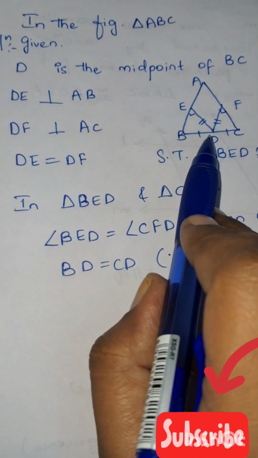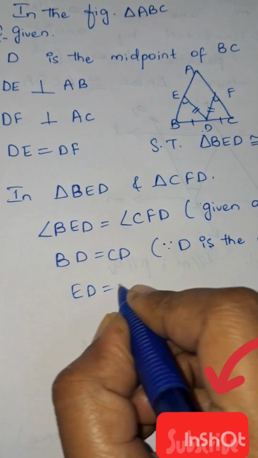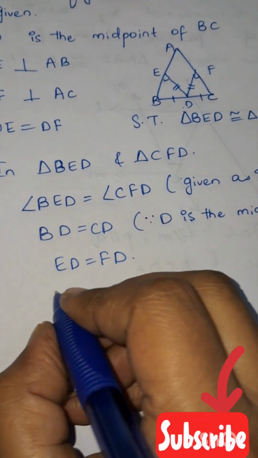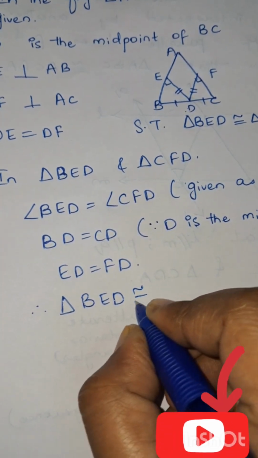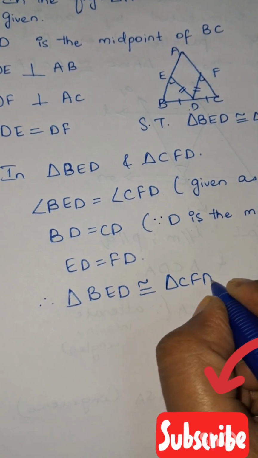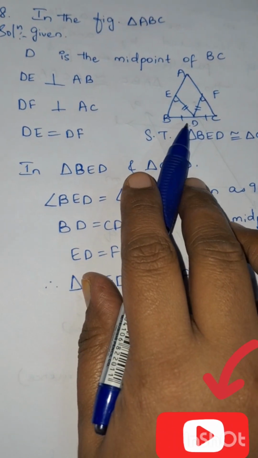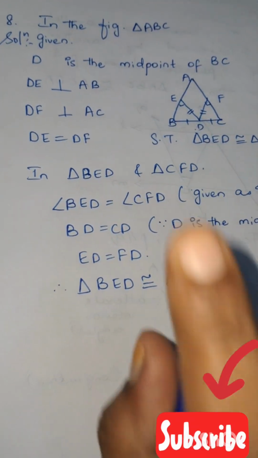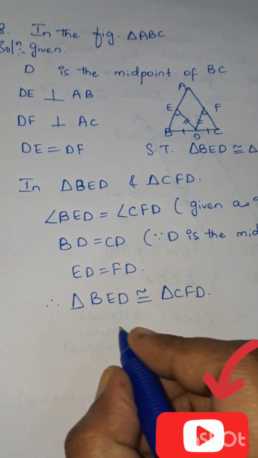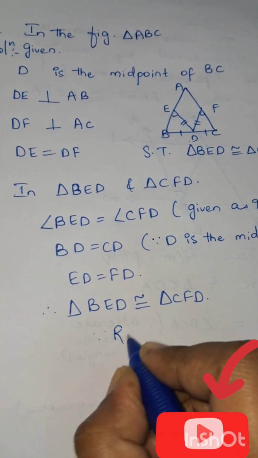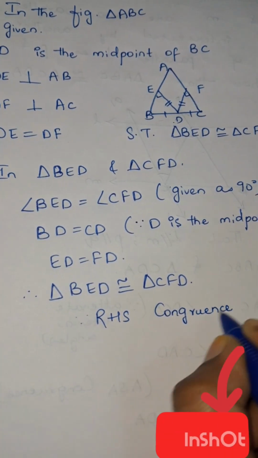Next, ED is equal to FD. It's already given. Therefore, triangle BED is congruent to triangle CFD. Tell me which rule they followed. Right, RHS congruence rule, since they are at 90 degrees, and one side is equal, and the hypotenuse is given. So by RHS congruency, these two triangles are equal to each other.